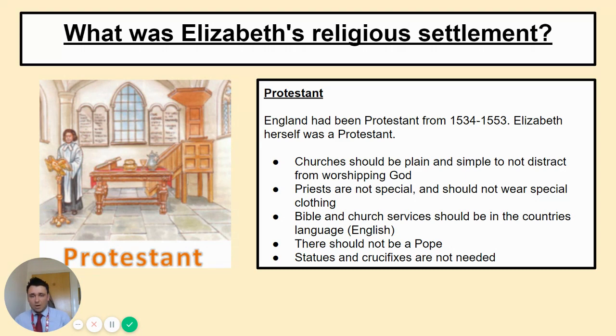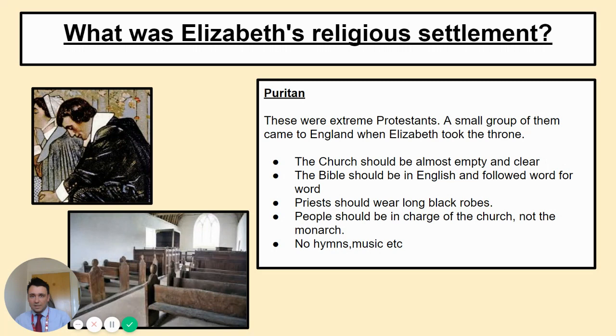And to make it more complicated, there was a third group, the Puritans. Now, these were extreme Protestants. They took things even further than the Protestants did. And a small group of Puritans came to England when Elizabeth took the throne. And they were hoping that Elizabeth would make England a Puritan country.